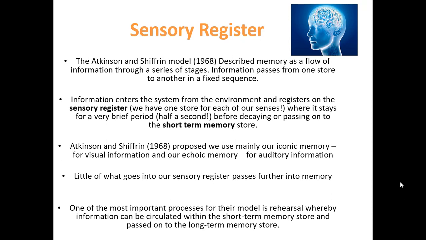The sensory register, that first bit, describes what happens to information when it first comes into our memories. You need to know the difference between iconic and echoic memory, and you need to be able to describe that. So make sure that you know what the sensory register is. Don't miss it out. A lot of students go straight to short-term memory. You need the sensory register first. Just make sure that you can describe it quite well. And there are some notes on here that you can look at.